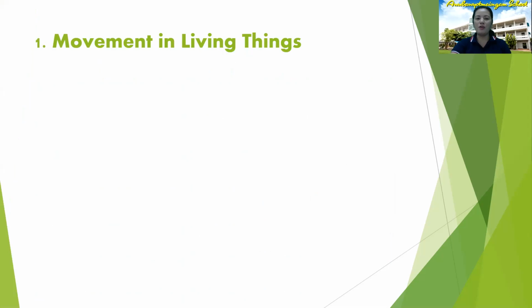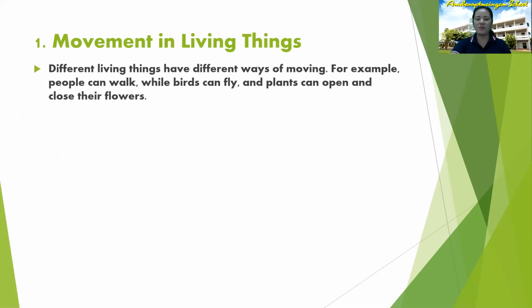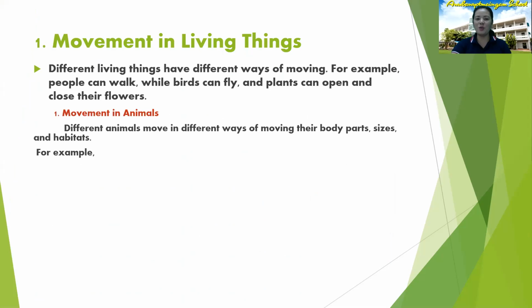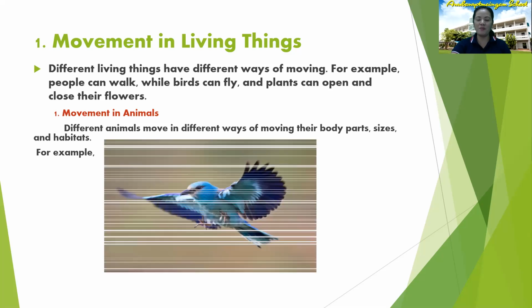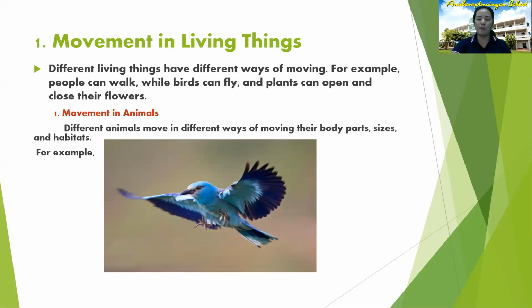Number one, movement in living things. Different living things have different ways of moving. For example, people can walk while birds can fly. And also, plants can open and close their flowers. So let's begin with the movement in animals. Different animals move in different ways of moving their body parts, sizes, and habitats. For example, we have here the bird.